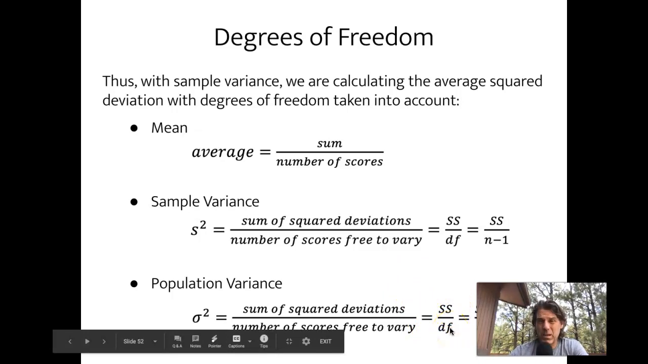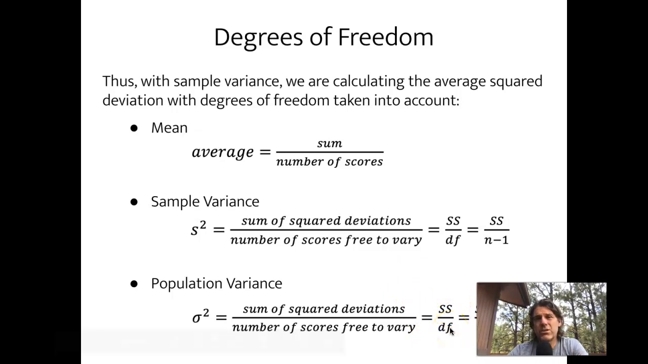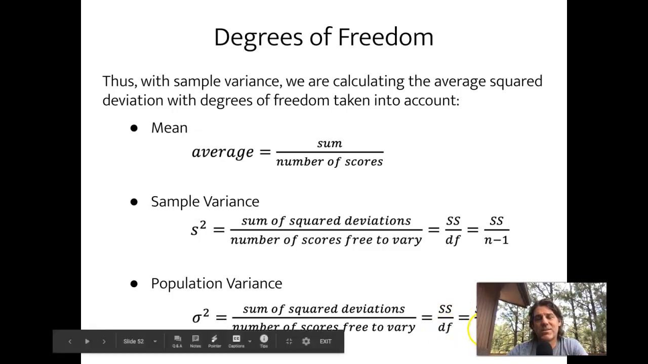It just happens to be that when you're working with a population, there are no restrictions on the data. And so degrees of freedom is just n minus 0. So it's n. And so that's why we're going to use sum of squares over n minus 1 for the samples and sum of squares over n for the population. But eventually, we don't really have to worry about it. We just do sum of squares over degrees of freedom.